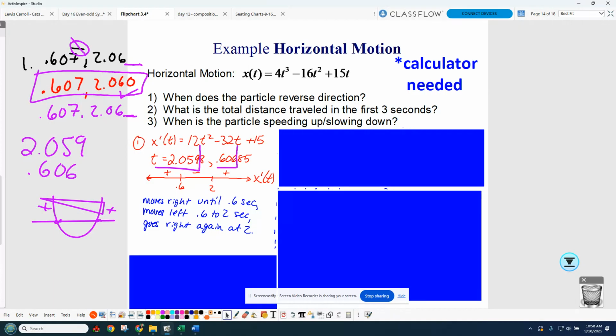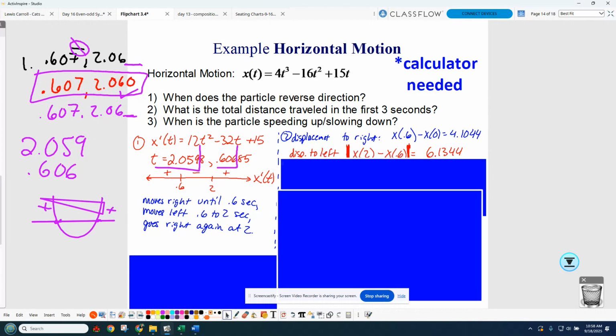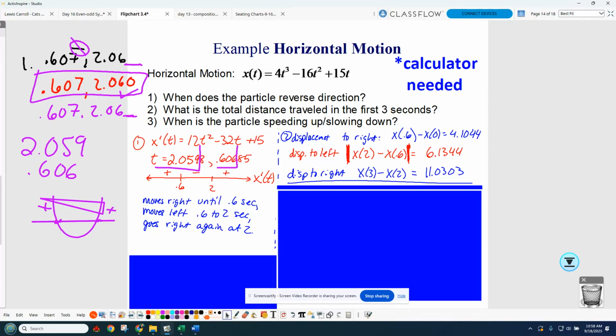What do you think? You can find the displacement of all the places where it turns around, and then add them together. Find the displacement of every one. So from the starting block, add 0 to 0.606. How far did you go? So I started at 0, and at 0.606 before I turned around, I was at 4.1044, no units. So from 0 to 0.606 seconds, I went 4.1044.